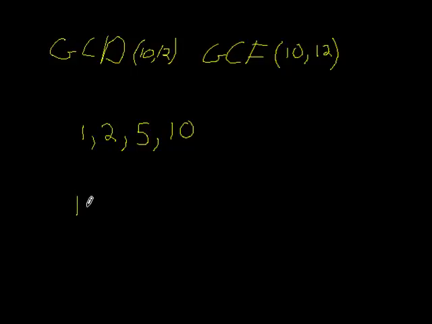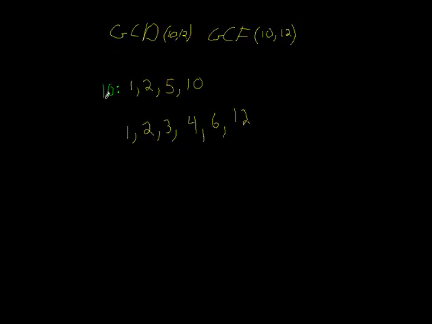1 goes into 12, 2 goes into 12, 3 goes into 12, 4 goes into 12, 5 does not go into 12, 6 goes into 12, and 12 goes into 12. So let's put some indicators here. This was for factors of 10 and factors of 12.